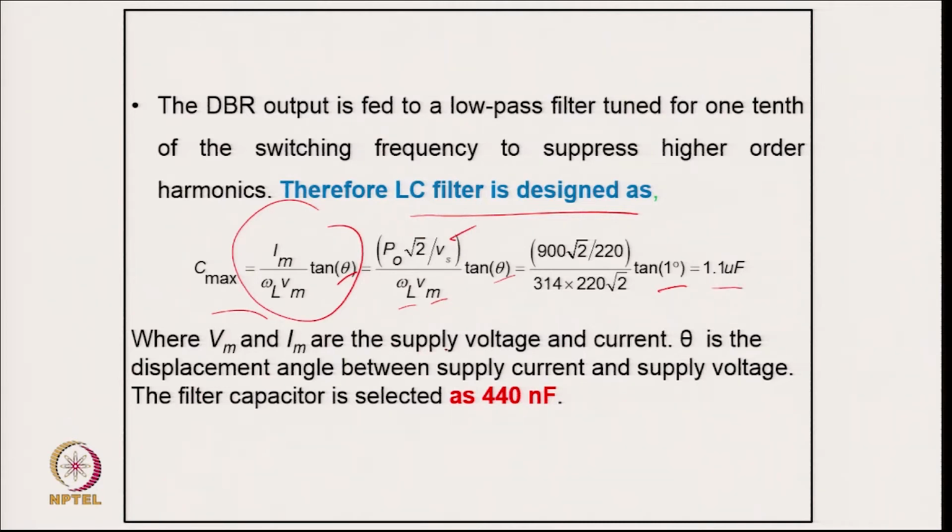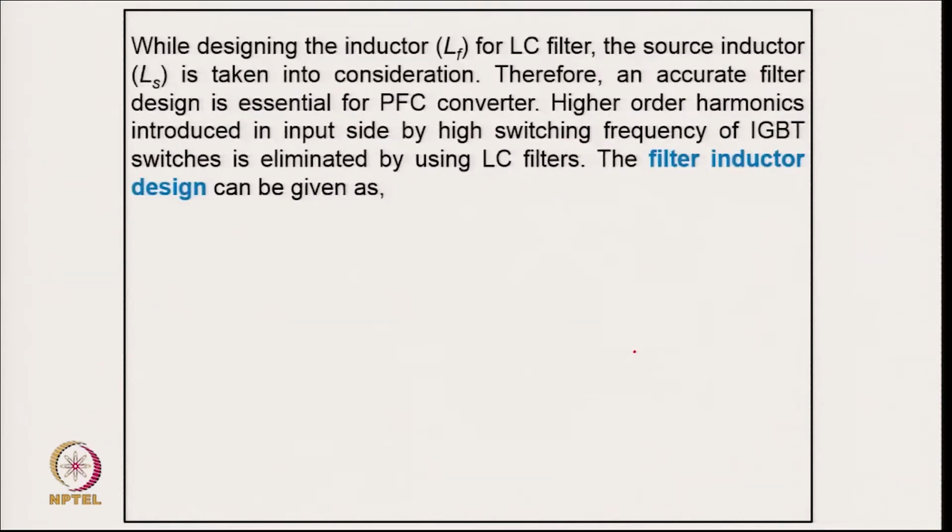Here Vm and Im are the supply peak voltage and current, and theta is the displacement angle between supply voltage and supply current. The capacitor here we normally select a little lower, so it is selected as 440 nanofarad. While designing the inductor for this LC filter, you can call it the EMI LC filter, the source inductor is taken into consideration.